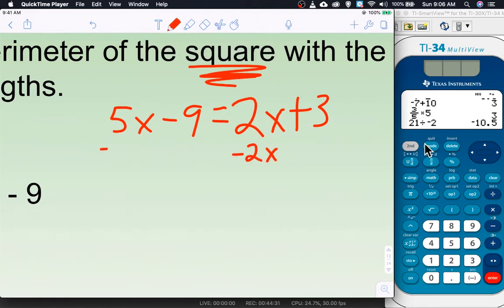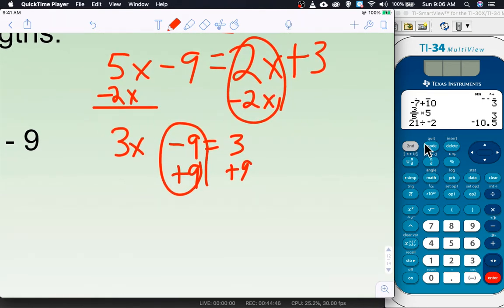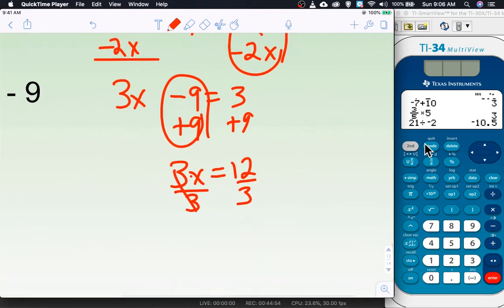Minus 2x on both sides. This guy cancels. This gives me 3x minus 9 equals 3. Add 9 to both sides to cancel out the minus 9. I'm just solving the equation. 3x equals 12. To get rid of the multiply by 3, we divide by 3 on both sides. And finally, x equals 4.